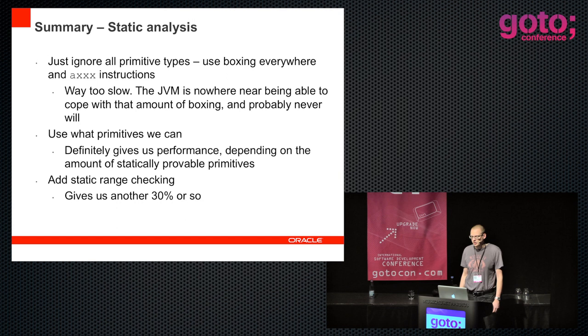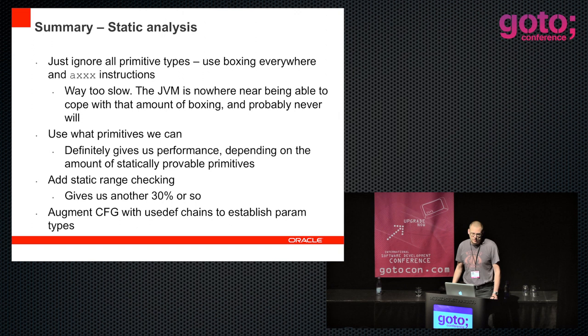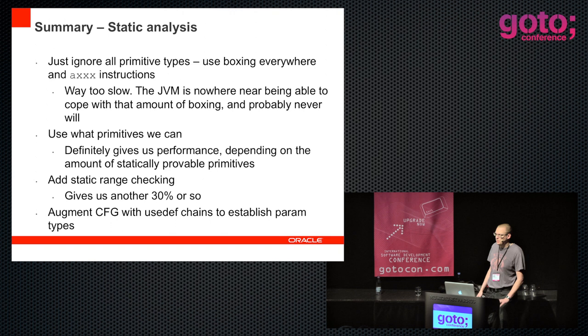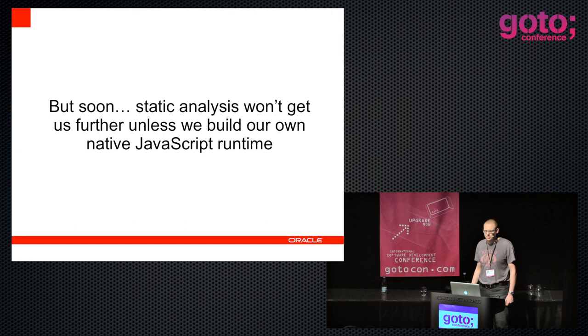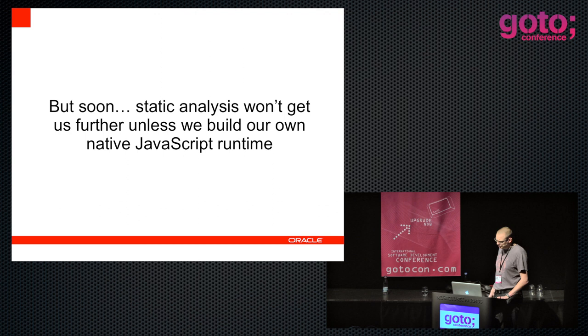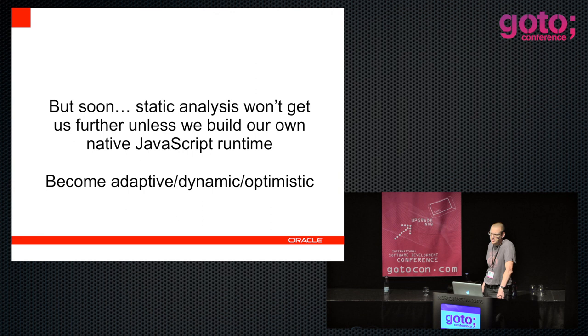We can add use-def chains to the control flow graph that we're building from our JavaScript AST to try to establish parameter types better. But this is sort of a lost battle. This is turning into, we're going to build our own native JavaScript runtime, and people already do that. So static analysis is just not the way to go if you want to implement this as bytecode. So we need to become adaptive, dynamic, and optimistic, like any adaptive runtime needs to be these days.